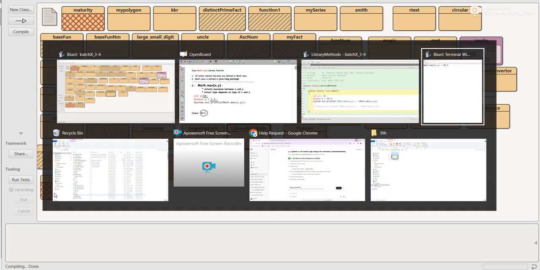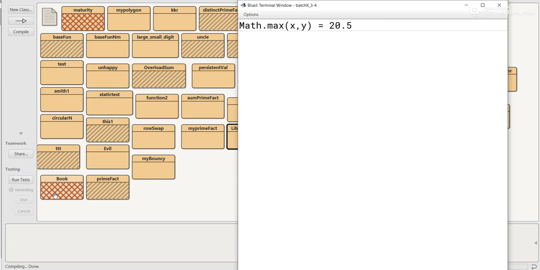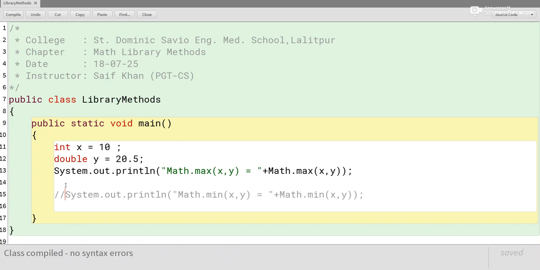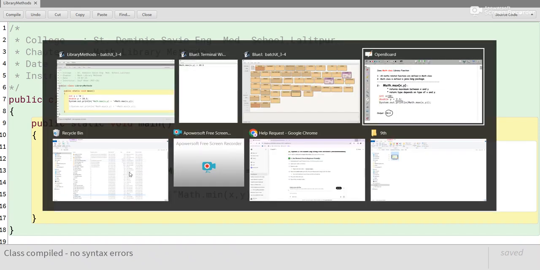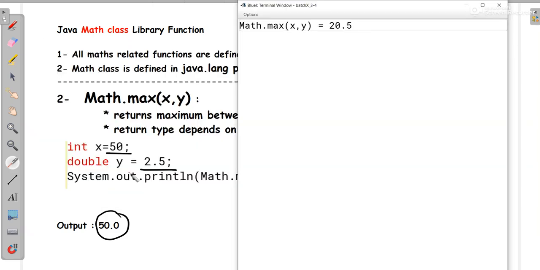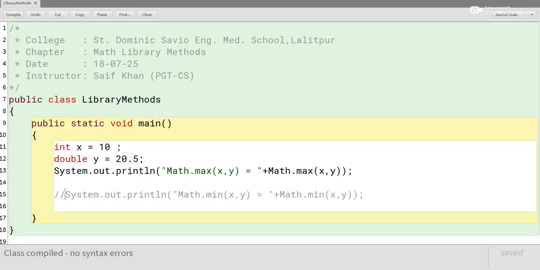This is 20.0? Why is it 20.0? Look at the code again. 20.5. The answer is 20.5, definitely, because what you have passed, you will get the answer accordingly. So this is the story of min and max.